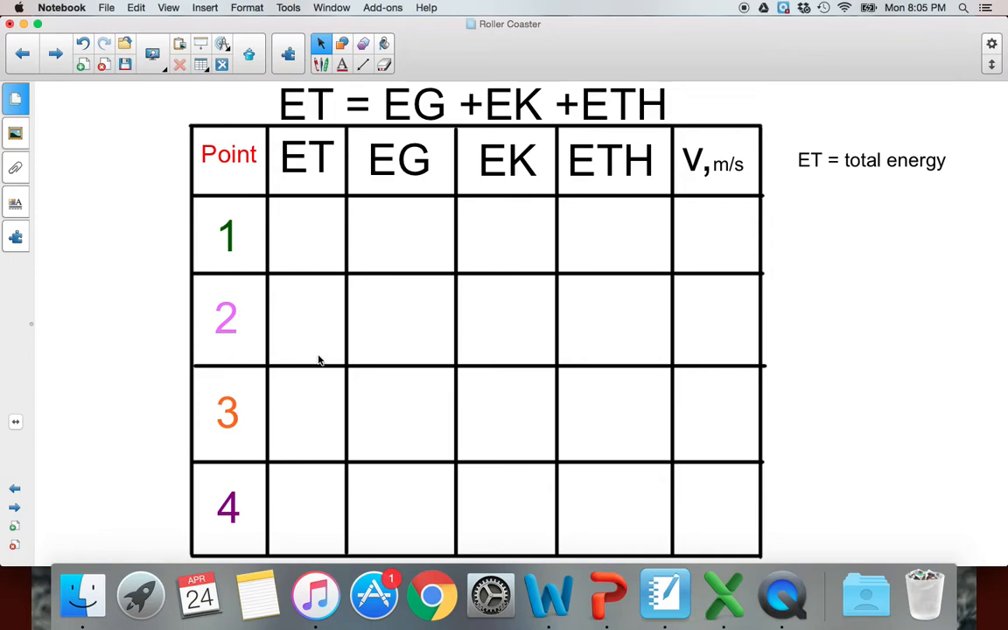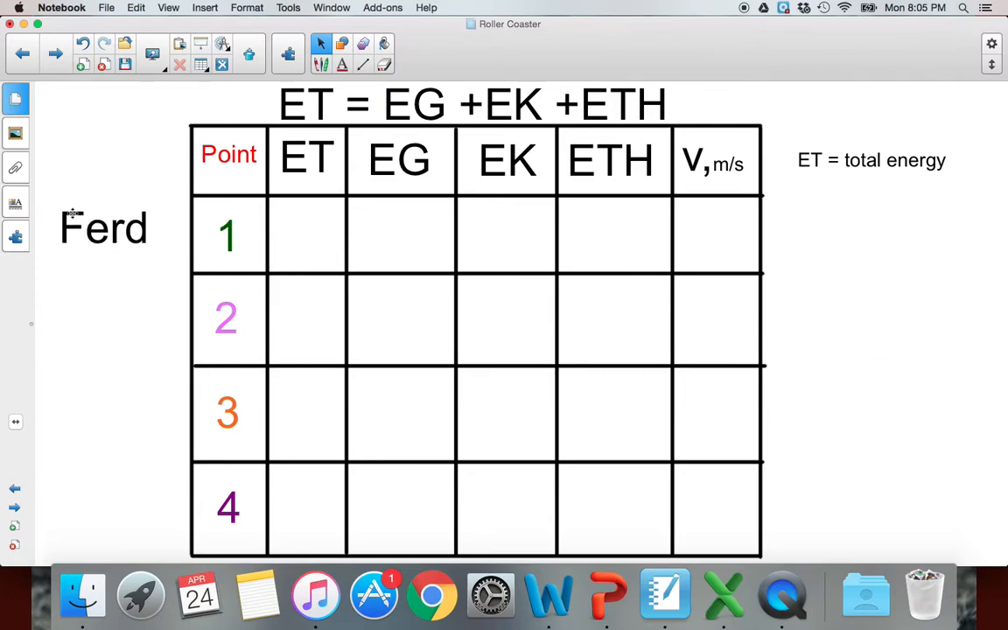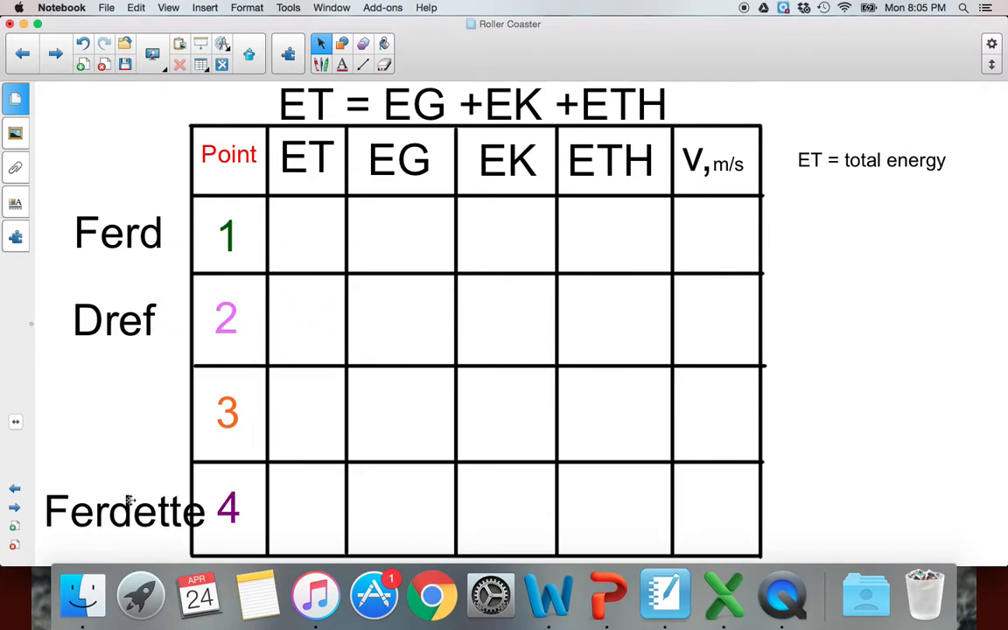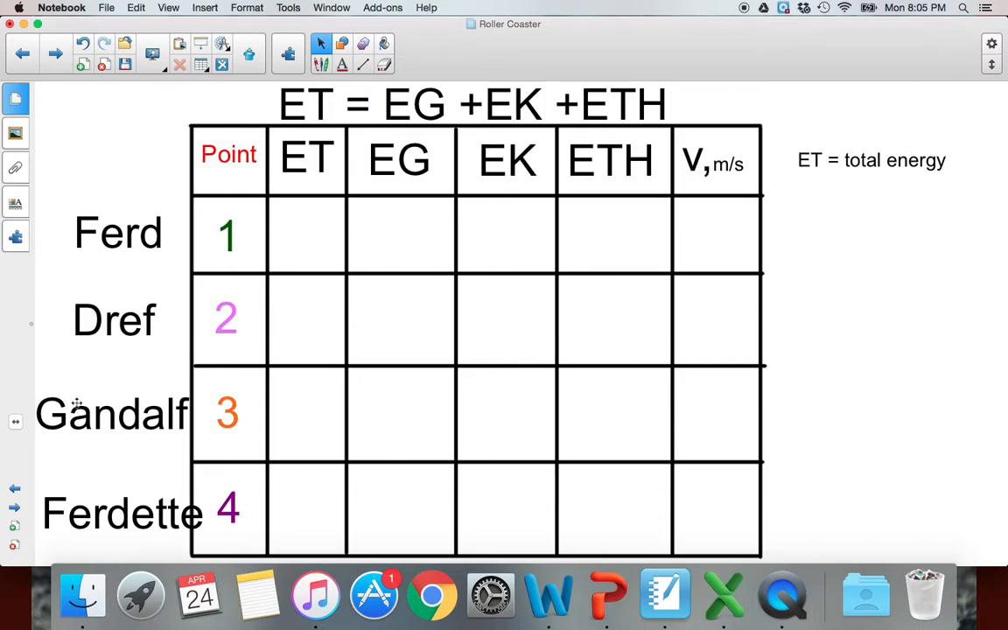And again, I'll remind you that if you're a 3-person group, you're not going to do point 3. In your report, I want to be able to see who did which calculations. Say Ferd is doing point 1, and it's the easiest point, by the way. I want to be able to see when I look at your report that it's Ferd's handwriting who did all the calculations for point 1. And maybe Dref does point 2, and Ferdet does point 4, because we're going to call in the big guns. We're going to say Gandalf. If you're a 4-person group, Gandalf is going to come in and do point 3. Point 3 is probably the hardest anyway. Everything besides point 1 is pretty hard.